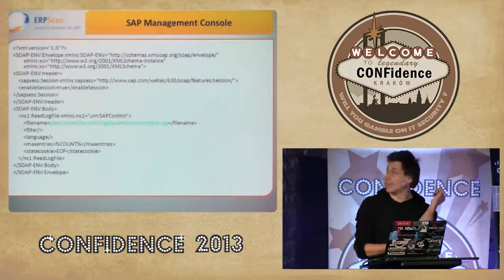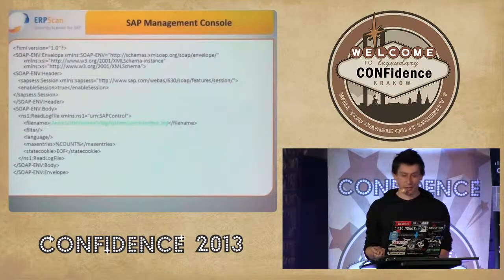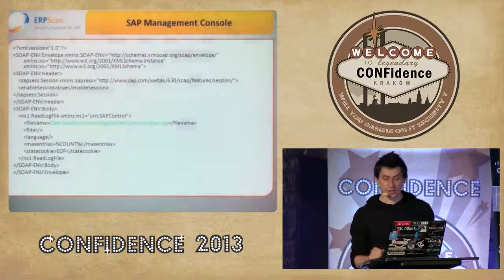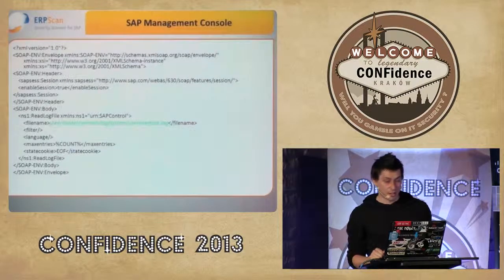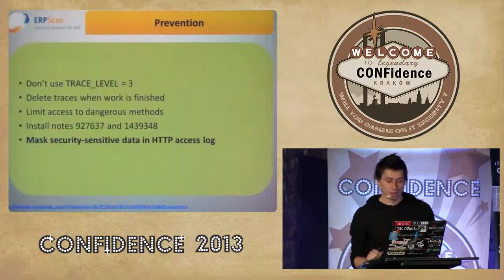It's possible to send this SOAP request and specify the name of the needed log file. In our case, it's userinterface.log. And so it's enough to read it, get session IDs, and successfully authenticate into the SAP Portal. Pretty simple. To defend your system, don't use trace level equal 3 on a production system, or delete trace files. And also, you must mask security sensitive data in the HTTP access log.